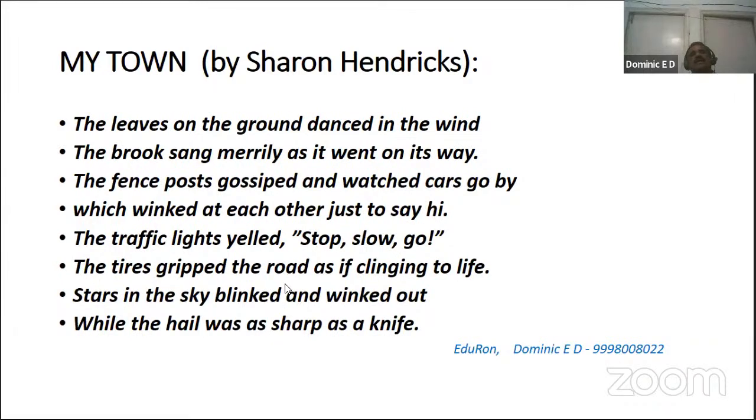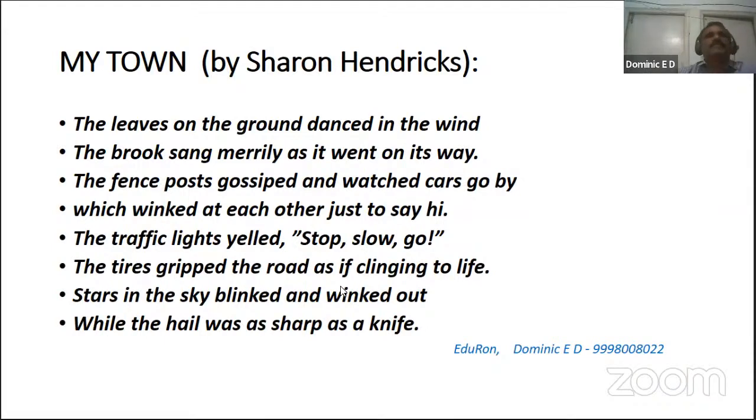The traffic lights yelled, stop, slow, go. The tires gripped the road as if clinging to life. The sudden break that the vehicles catch. Stars in the sky blinked and winked out, while the hail was as sharp as a knife.